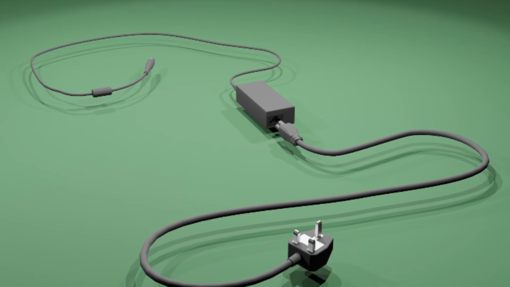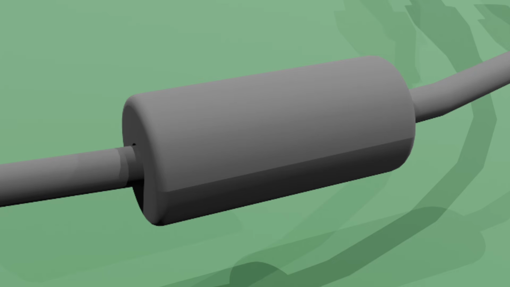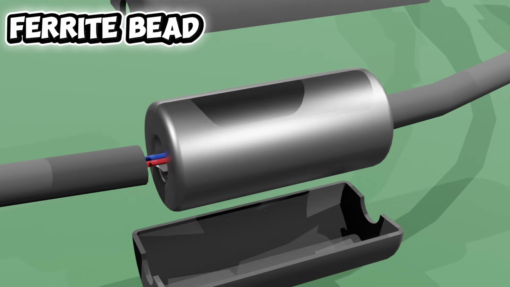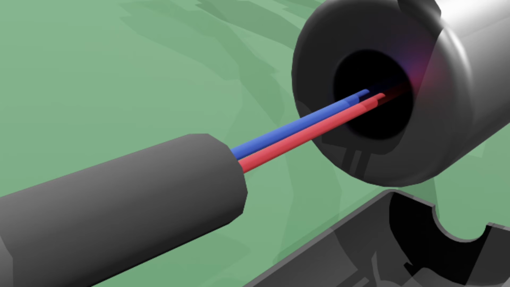Now, have you seen this cylindrical thing towards the computer? It's called a ferrite bead. It's a cylinder made of iron oxide and other metals. The charger wires actually pass through the middle of that cylinder.